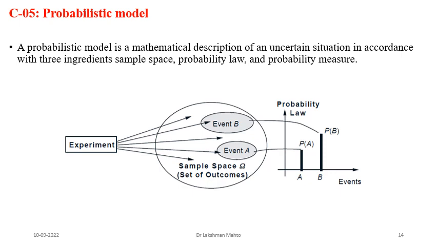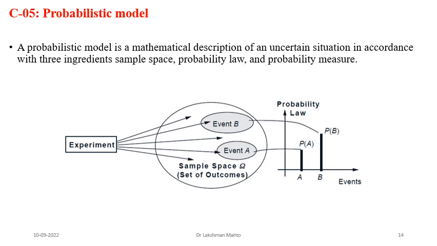Now the third component is the probability measure. Definitely we know that if you compute the probability of this event, it will take a value between 0 and 1. Till now I have discussed only three basic concepts of the probability measure. I haven't discussed what the value of P is. Once you introduce the probability law, we will get the probability, so in that class we will discuss the probability law.